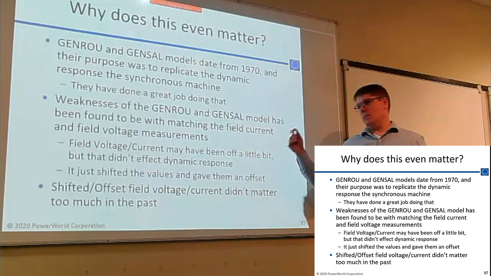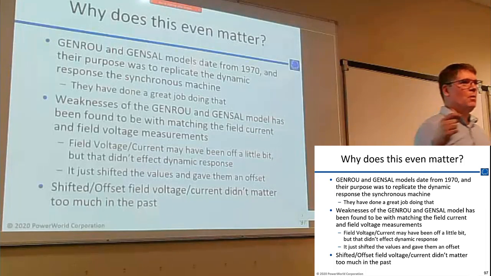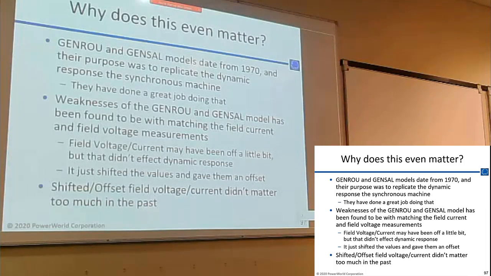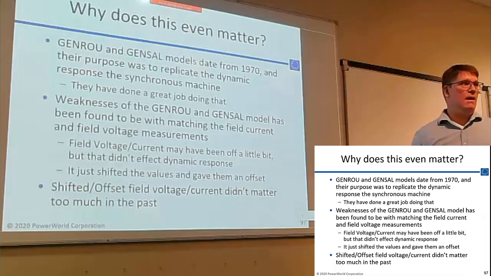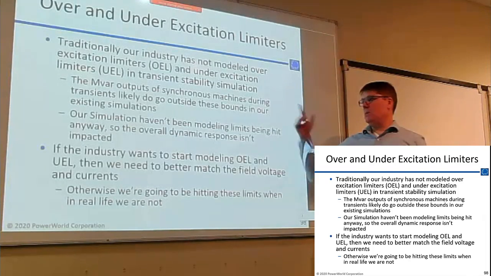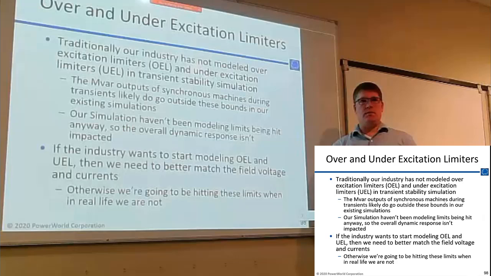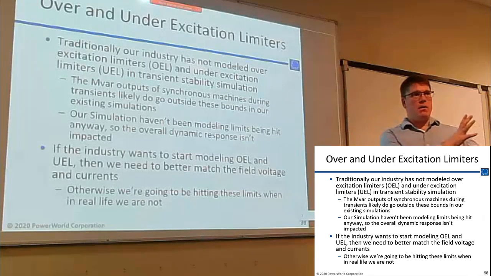Why does it even matter? I think historically it hasn't mattered that much. I think the reason it's starting to matter is because people keep telling folks like you, we need to model over and under excitation limiters. All right, so in an old Gen ROU model, actually Tom doing GIC studies, the first GIC studies he did included this stuff in transient stability.